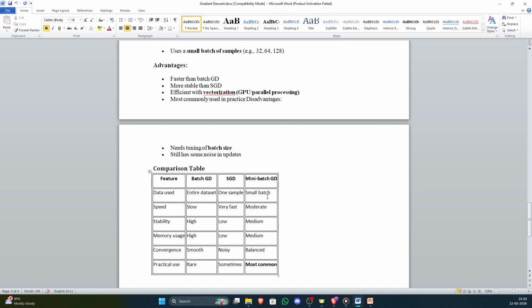These are the comparison table. According to these features, the batch GD, SGD and mini batch GD have properties like this.